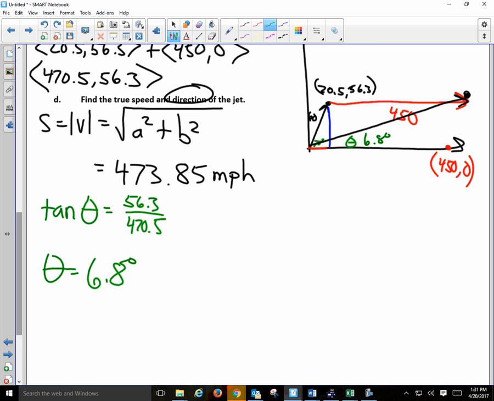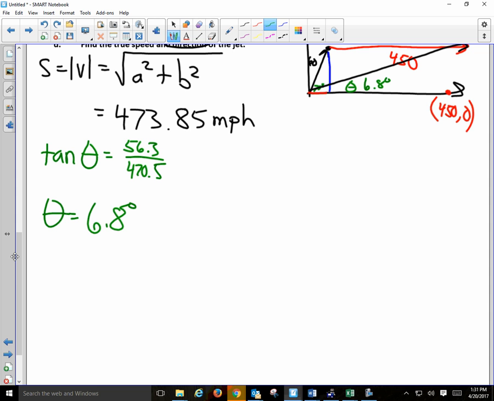So let's describe the direction in directional bearing format. It's traveling to the northeast. How many degrees to the east of north? 83.2. An 83.2 degree turn. Yes? Okay. All good?